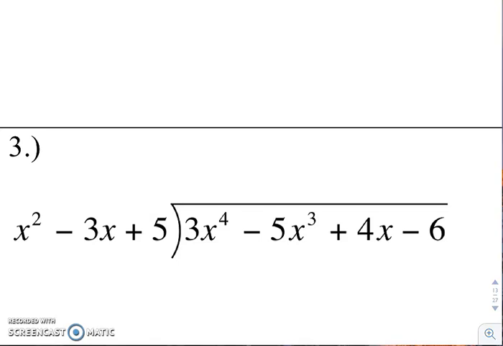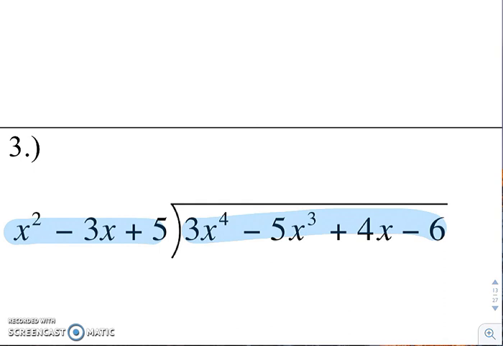Just like when you use synthetic substitution and synthetic division, you need to make sure that all of your fillers, or all of your placeholders, are there. You have to do the same thing with long division. So both the expression you're dividing by and the expression you're dividing into need to have all of their placeholders.